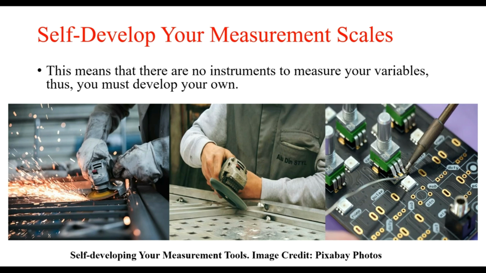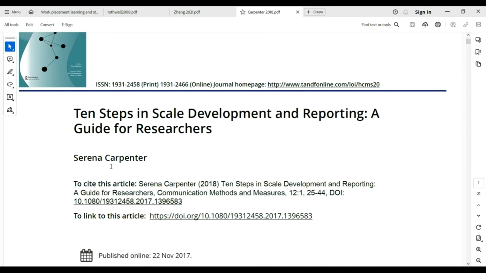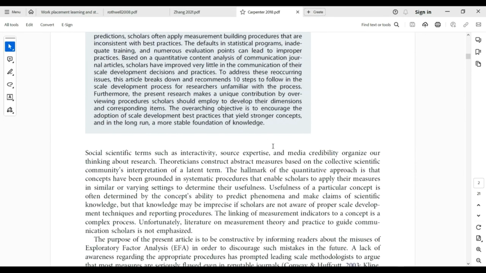So in the field of engineering, sciences, and technology, these pictures explain how you can create your own. So let me show you typical steps for self-developing your measurement scales. It is a work on its own. It's a lot of job to do, but I find Serena Carpenter's work quite interesting, and it's very clear, simple, and straightforward on how you can self-develop your own measurement scale. So you may want to pause the video and then get this paper and read through it. It's a beautiful, brilliant paper.